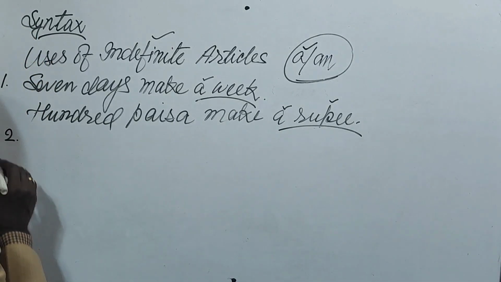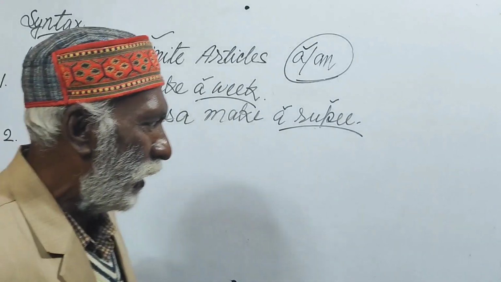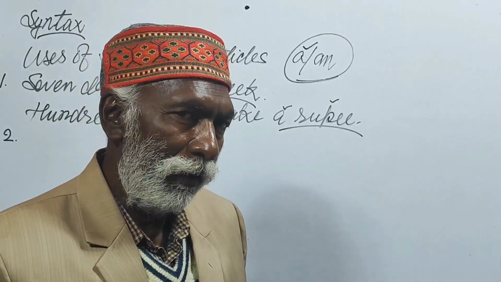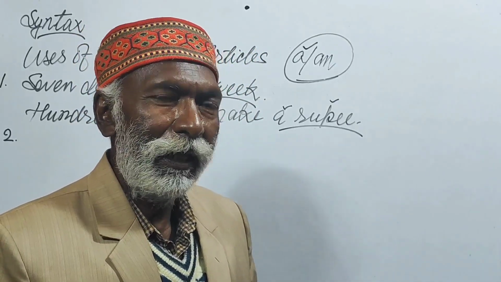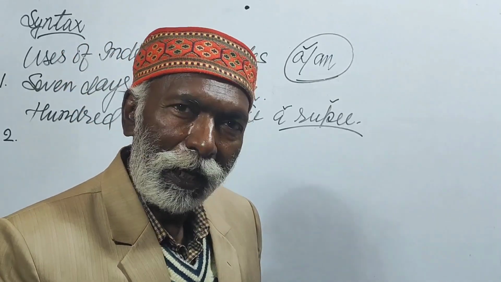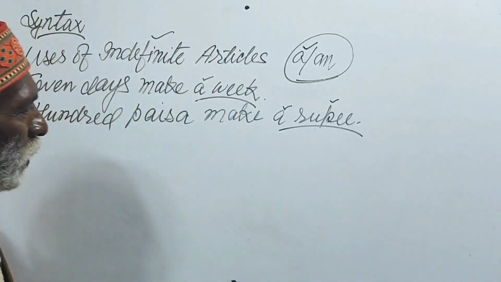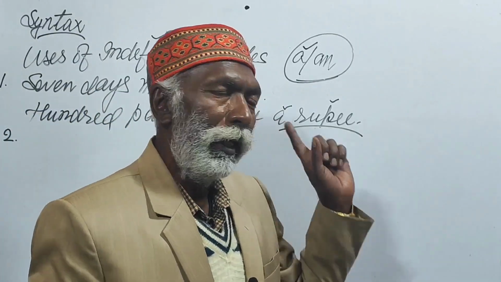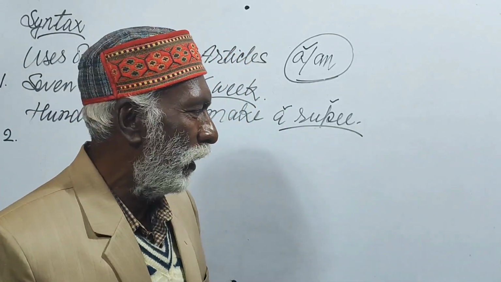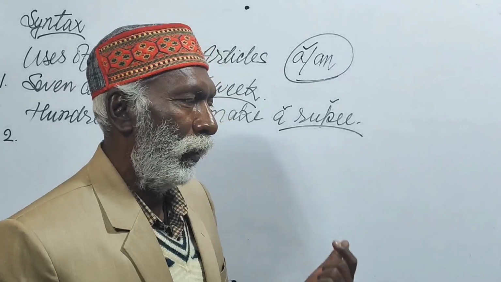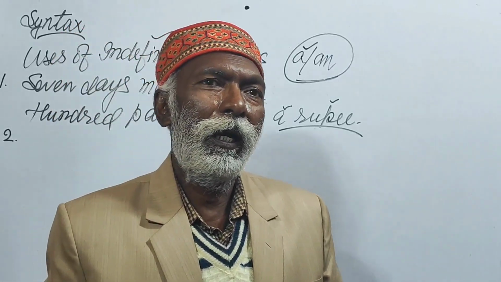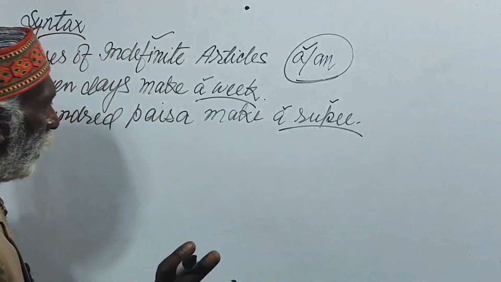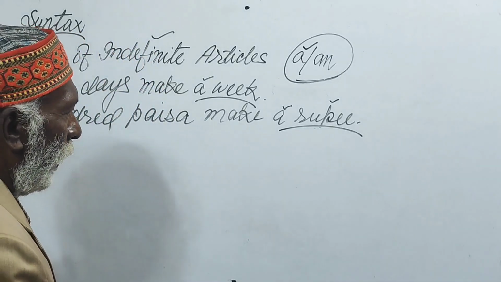Second rule: the indefinite article is used in representing a class. It represents a class, a group. If it represents a class or group, unlike the first rule where the numeral tells the number, the second rule tells you about expressing a group or class. In that case, the article a is used.